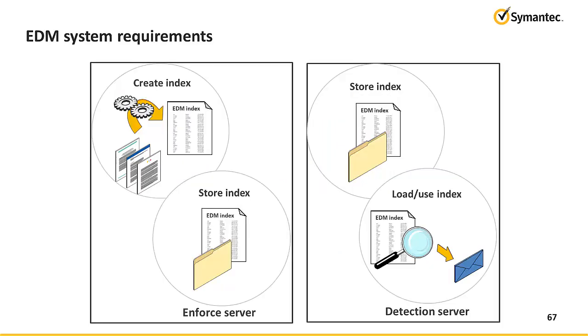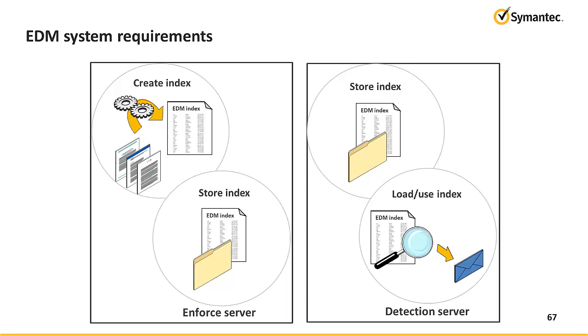EDM requires that the Enforce servers store the index, and that detection servers store the index and then load it into RAM for detection. The index is not loaded into RAM until it is included in an active policy. The Enforce server is often where the index is actually created, although you can create the index on a remote host using the remote EDM indexer.